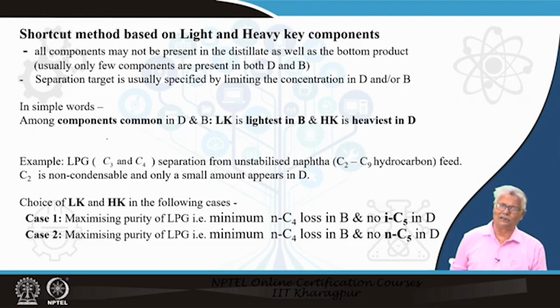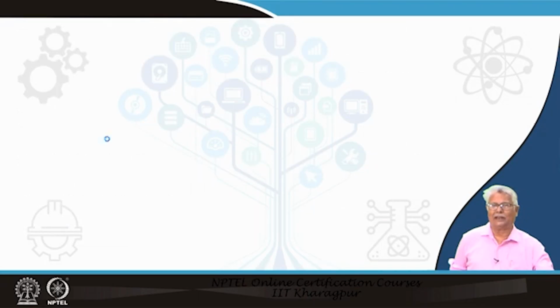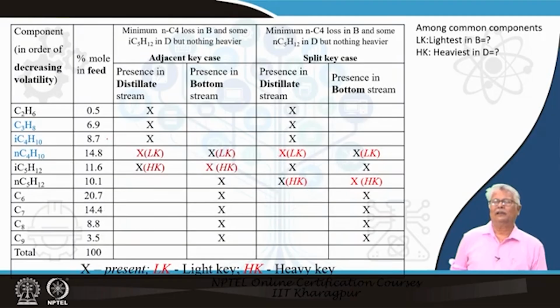from my reflux drum. You know what the reflux drum is already, and possibly along with it I will be losing a certain amount of C3 as well, which is propane. Now, we have two cases here. We move to the next slide and have a look at a table, where the composition of the feed is listed, starting with ethane and ending with C9. It is in the order of decreasing volatility, and the composition is also known.